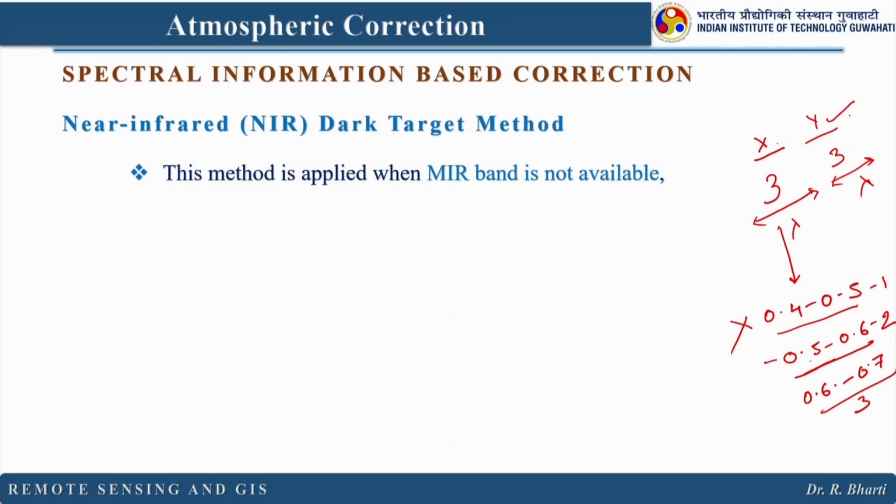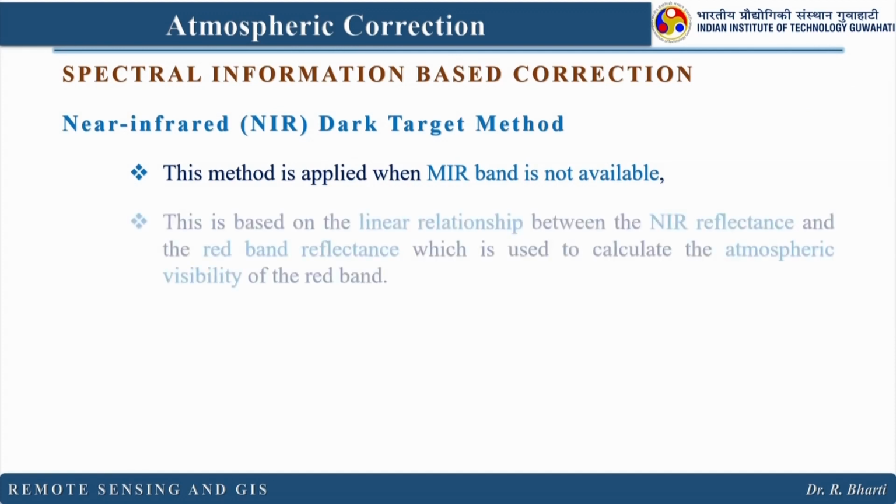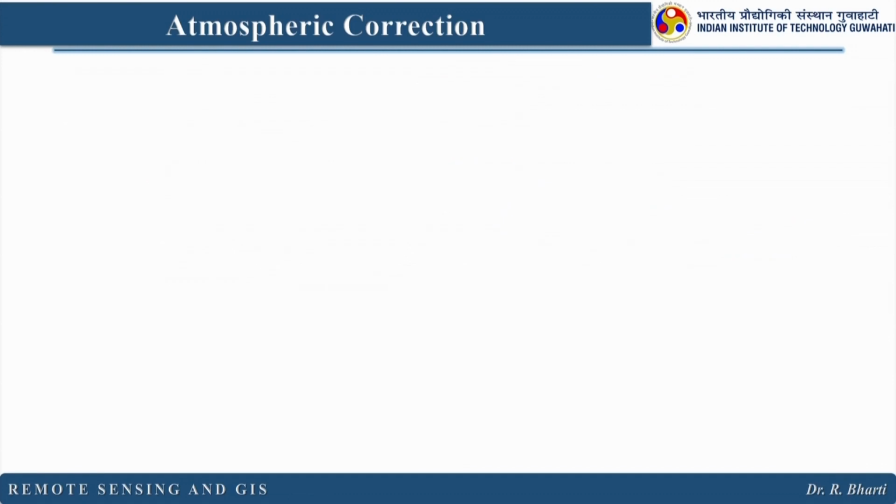So, you have to check your data whether it has the MIR band or not. If you have the MIR band, then you can use the previous method. If you do not have it, then you have to find an alternate solution. So, this is the alternate solution. This method is applied when the MIR band is not available. It is based on the linear relationship between NIR reflectance and the red band reflectance, which is used to calculate the atmospheric visibility of the red band, right.